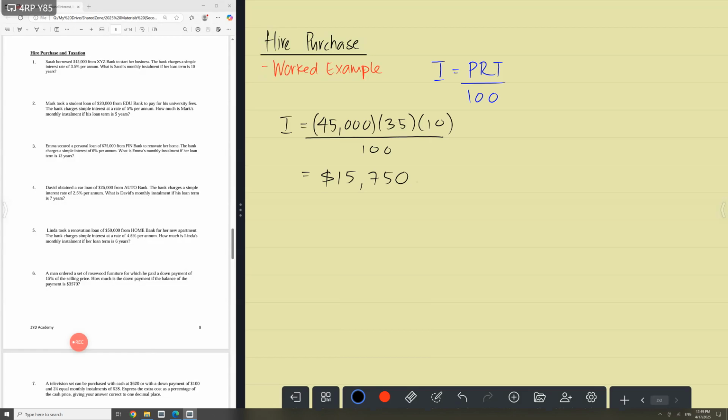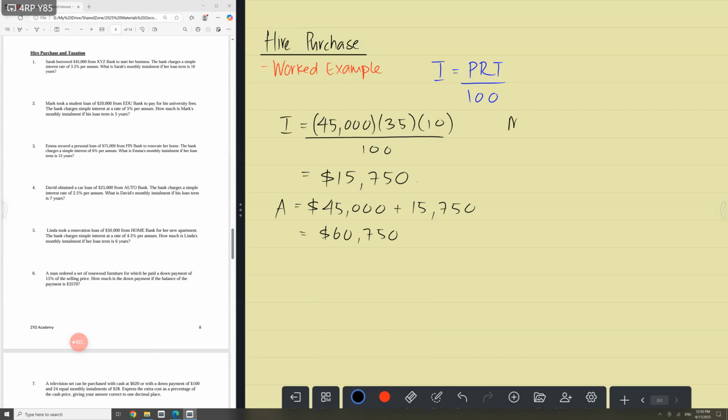This is the extra amount that Sarah has to pay over a period of 10 years. So the question is, what is her monthly installment if her loan term is 10 years? We need to find the total amount that she has to pay over these 10 years, which is 45,000 plus the 15,750, and you will get $60,750. So over a period of 10 years, she has to pay this amount.